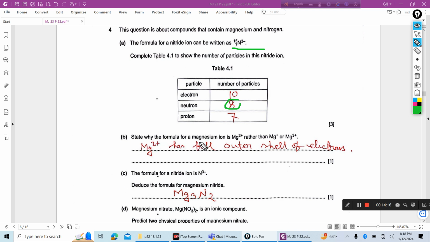State why the formula of magnesium ion is Mg2+ rather than Mg+ and Mg3+. Magnesium 2+ ion has a full outer shell of electrons. Magnesium has 12 electrons, so the electronic configuration of the magnesium ion will be 2, 8. That means the outer electron shell is fulfilled.